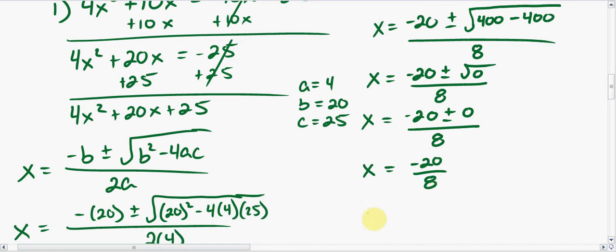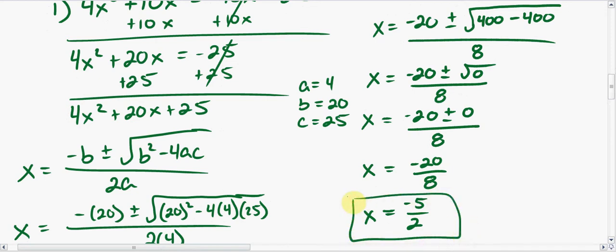And you want to simplify this to get x equals, and what number goes both into 20 and 8? That's 4. So we have negative 5 halves. So we have one real solution, which is negative 5 halves. So what does that look like when you graph an equation that has one real solution?